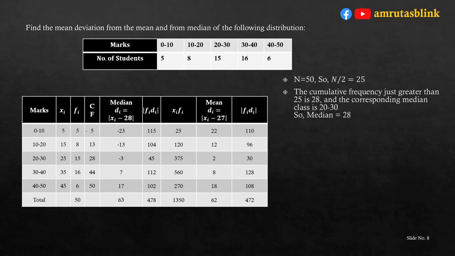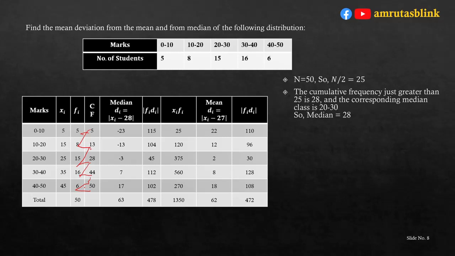Now we need to calculate mean deviation about the mean and median. So we need to calculate median as well as mean for the given data first. Now how many total observations are there? 50. So in order to calculate median, first of all we will create the column of cumulative frequency. So this 5 as it is, then 5 plus 8 is equal to 13, 13 plus 15 is equal to 28, 28 plus 16 is equal to 44, and 44 plus 6 is equal to 50.